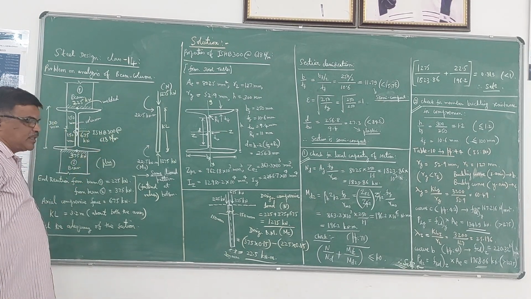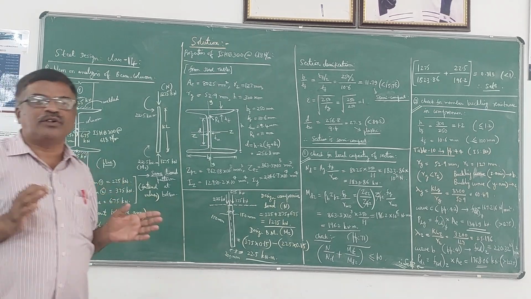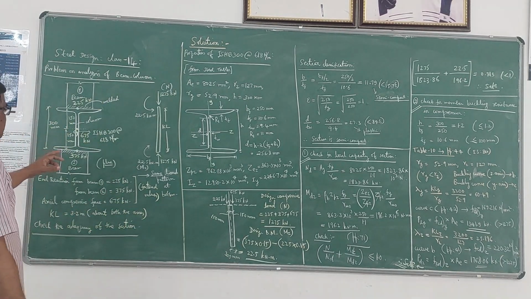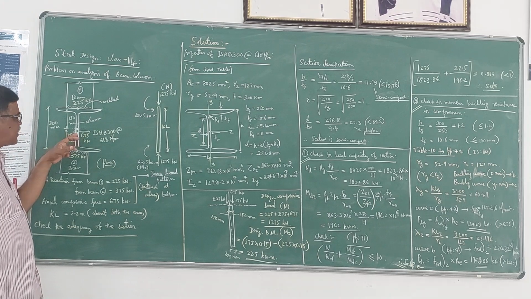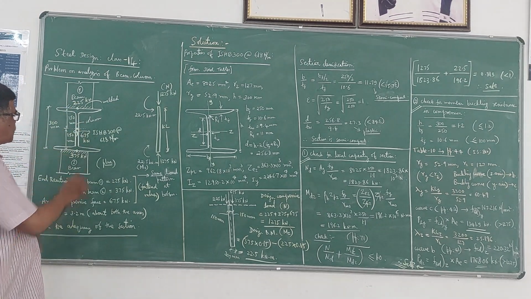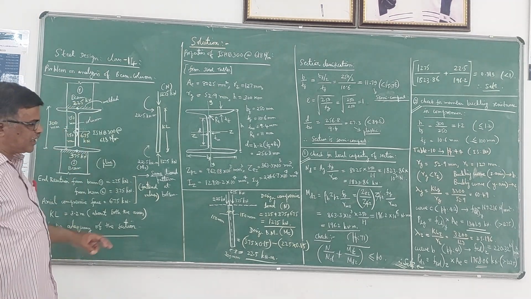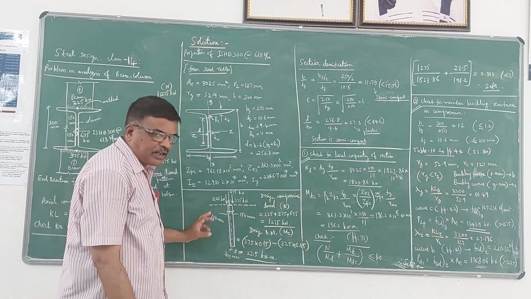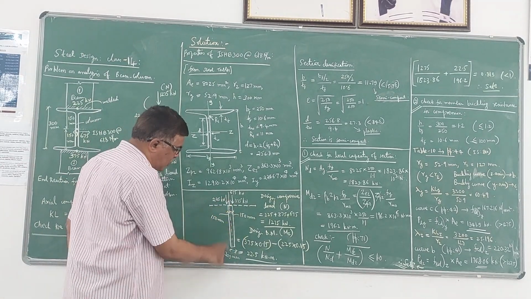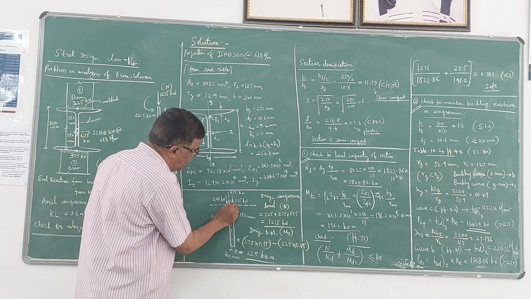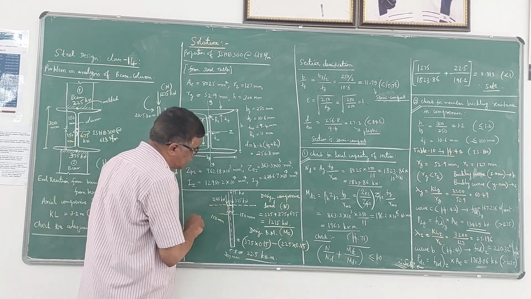Now the question here is, we have to check the adequacy of this section to take care of this axial load as well as this eccentric load. These two are eccentric loads. You can see here, those eccentric loads can be explained like this. This is the column, this is the elevation. So you have one beam junction here, another beam column junction here.